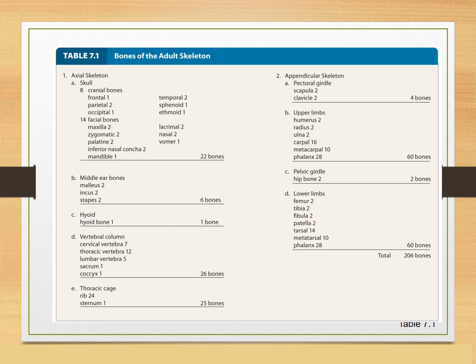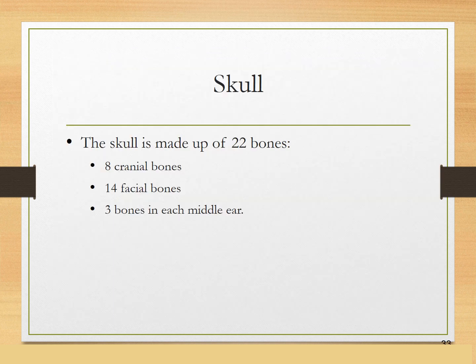Here's a list showing all the bones found in an adult skeleton. There are 206. The skull is made up of 22 bones, 8 cranial bones, 14 facial bones, and then the malleus, the incus, and the stapes are the 3 bones that are found in each middle ear.